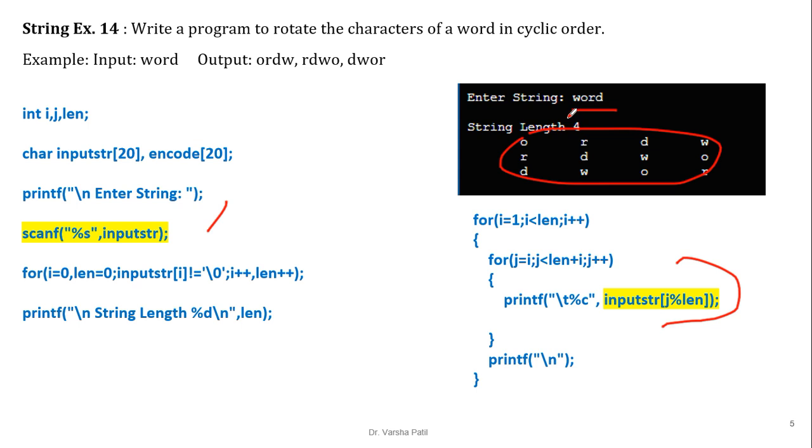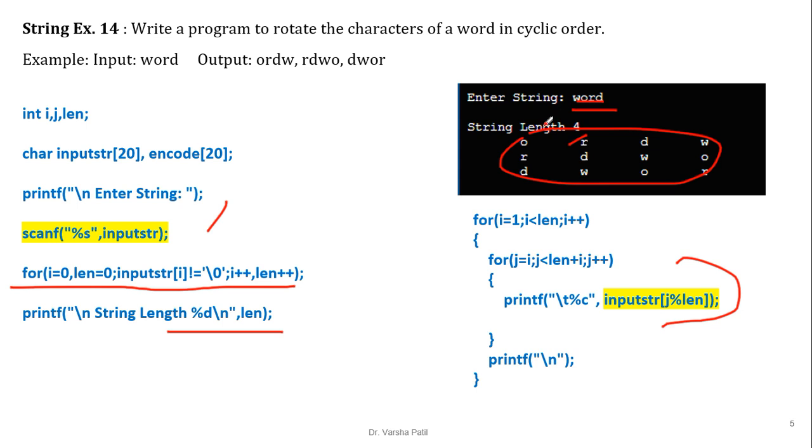For example, if the length is 4, we require to perform the rotation 3 times, because the 4th rotation is already the given word. Now for that we require the length of the word. So this is the loop: for i equal to 0, length equal to 0, string[i] not equal to null, i plus plus, length plus plus. This length will give the length of the string, so the length is printed.